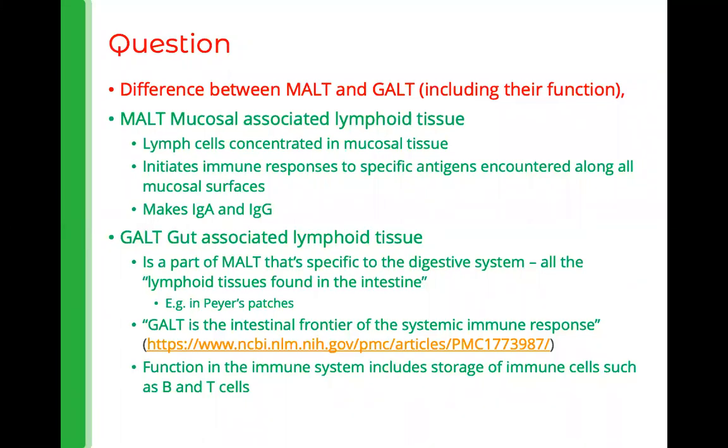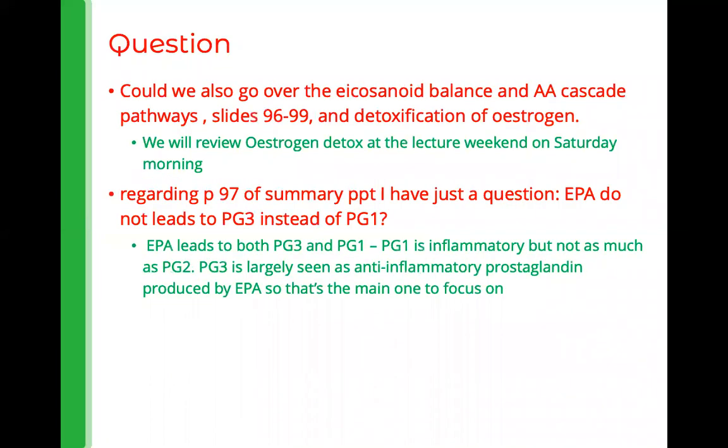There's one PubMed article there. And if I ever put in articles, if it's abstract only, I'll always say it's abstract only. Otherwise, it's always full articles for me. So then a couple of people were asking about eicosanoid balance and the arachidonic acid cascade. So again, I think sometimes we overcomplicate this. The detoxification of estrogen I will do on Saturday morning because I'll have more time and I want to use it to illustrate phase 1 and phase 2.